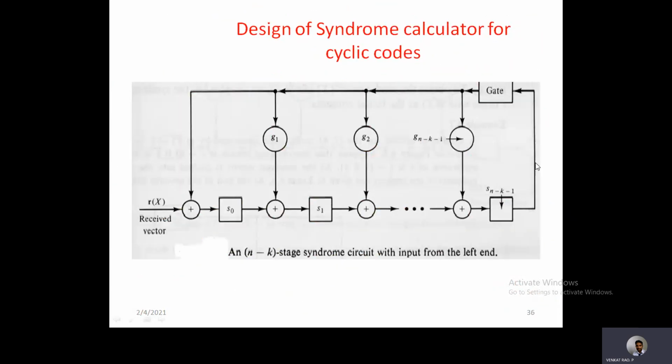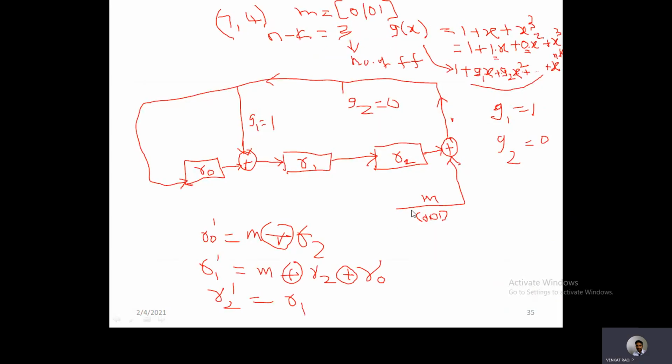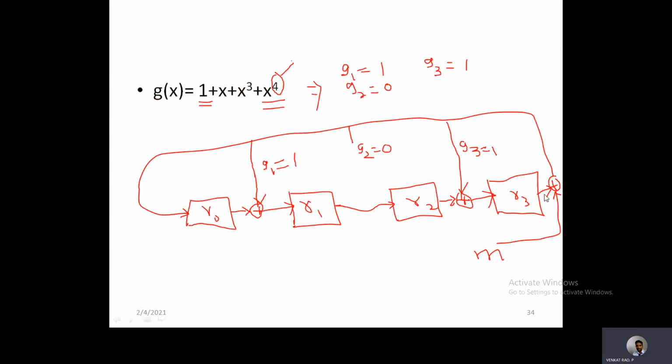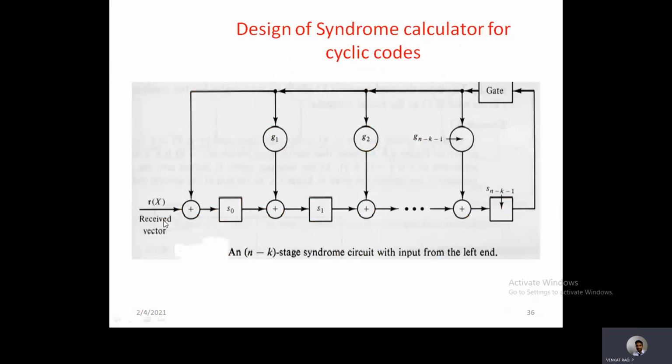There is no XOR operation at the last flip-flop output. Again, assume these are flip-flops, but represented with other variables like S0, S1, S2, and so on. The feedback connections are the same. Instead of the XOR operation at the last stage, there will be an XOR operation at the first stage. But an XOR operation with what? In the encoder, the XOR operation is with message bits. But in the syndrome calculator for decoding, it should be an XOR operation with the received code vector.